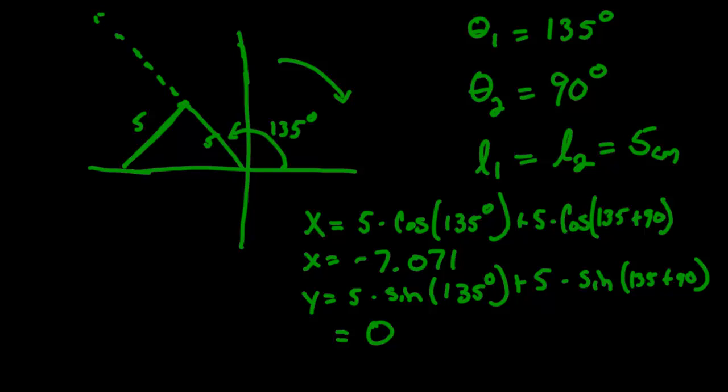This means that for the total 2-link robot, we went over 7.07, and it's negative, so we went to the left. But if we look at y, how much we went up is 0.